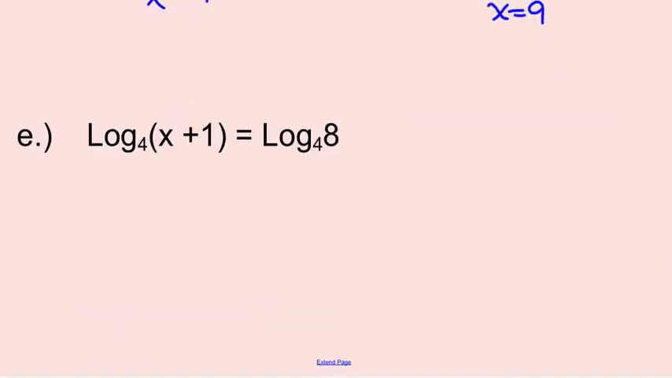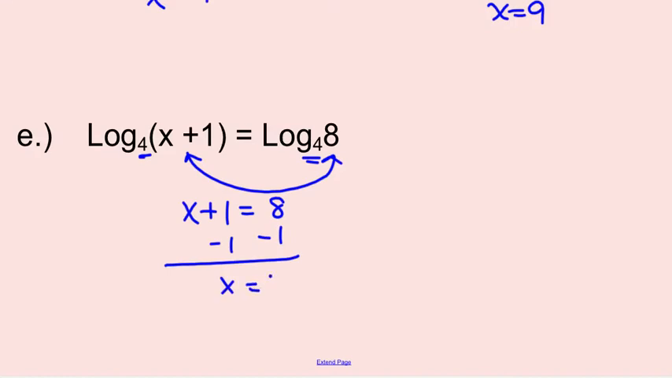Example E, again you can use the one-to-one property. The bases are the same. So these 2 pieces equal each other, and we want to find out what x is. So x plus 1 equals 8. Now we just solve this for x. Subtract 1 from both sides. X equals 7.